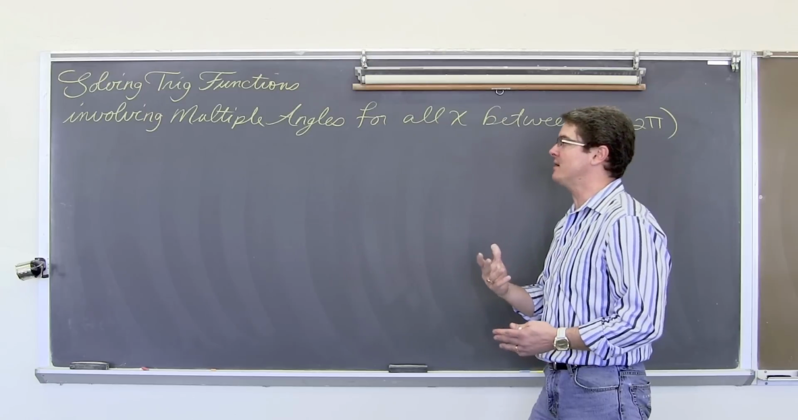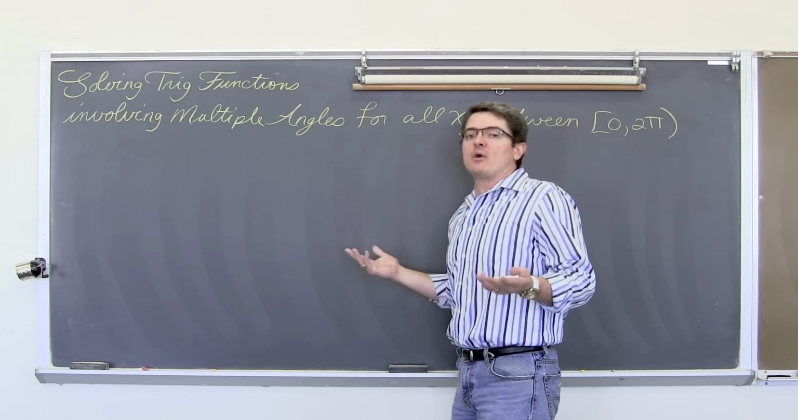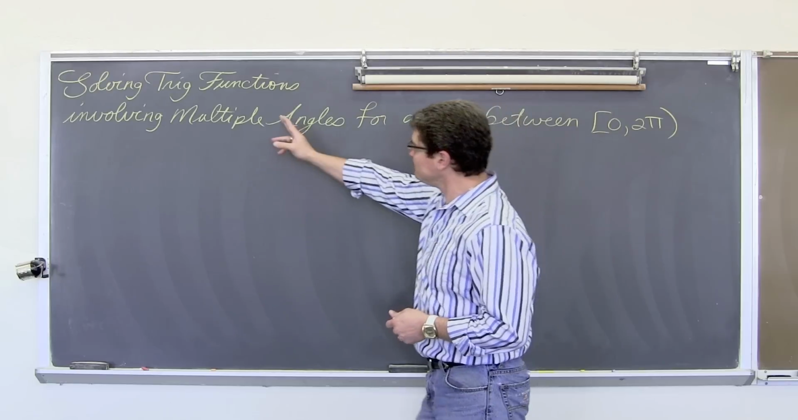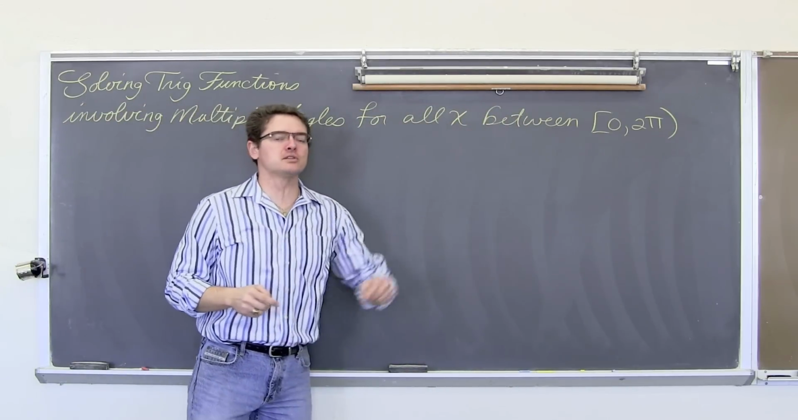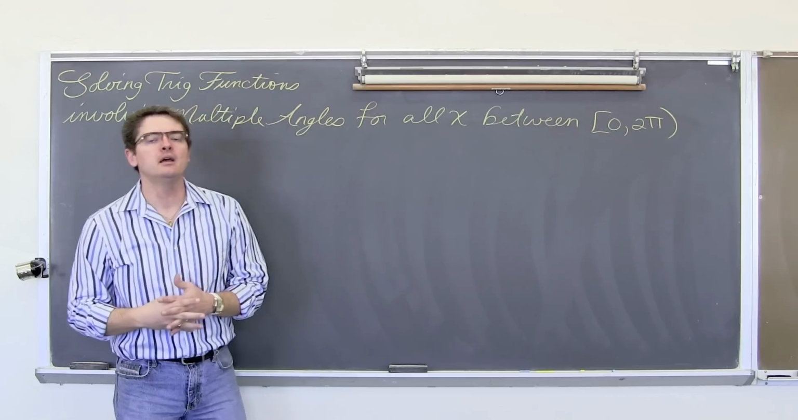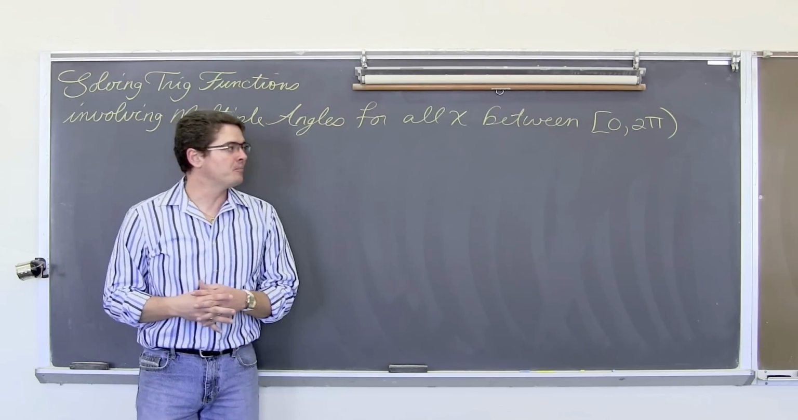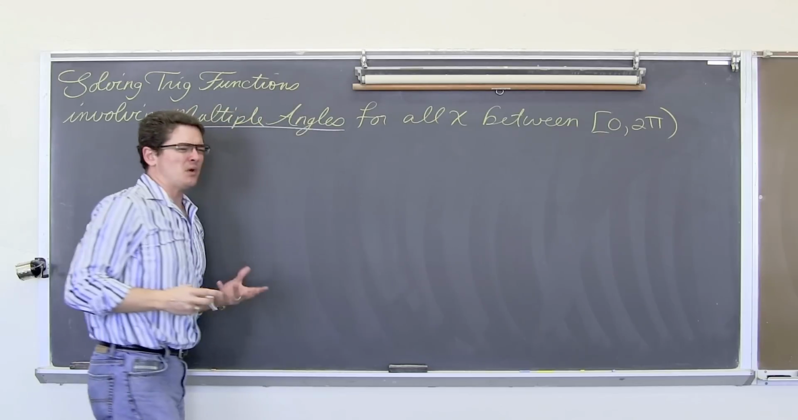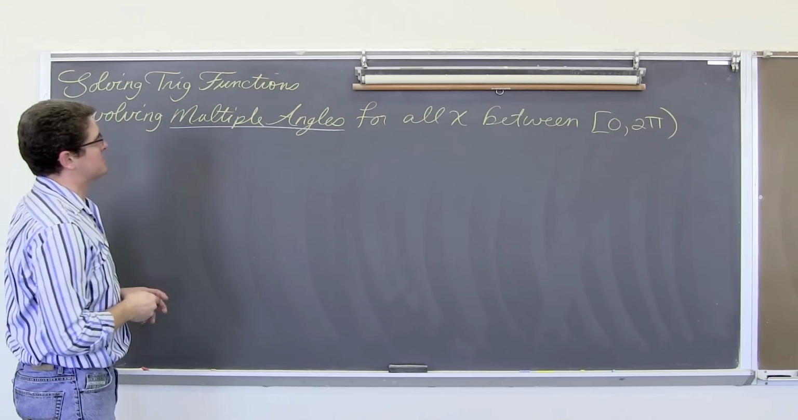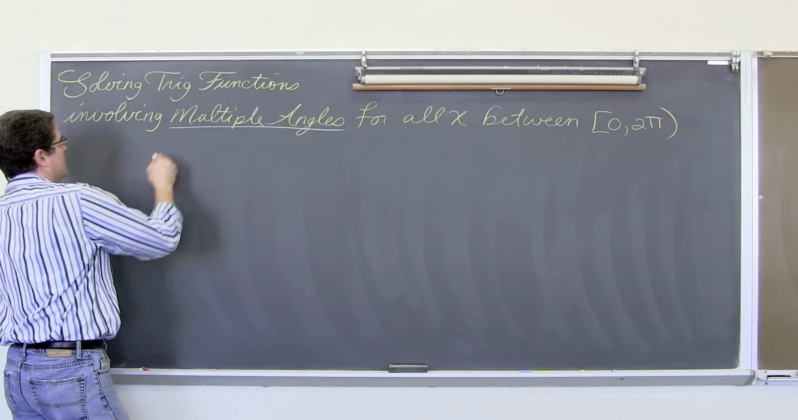Today we're going to take a look at solving trig functions. We're continuing that idea that we're solving equations that involve trig functions, only this time they're going to have multiple angles, and we're going to be looking for all solutions between 0 and 2 pi, like we did in my previous video. Only again, we're looking at multiple angles. So what is that going to look like? Well, here's the first example.